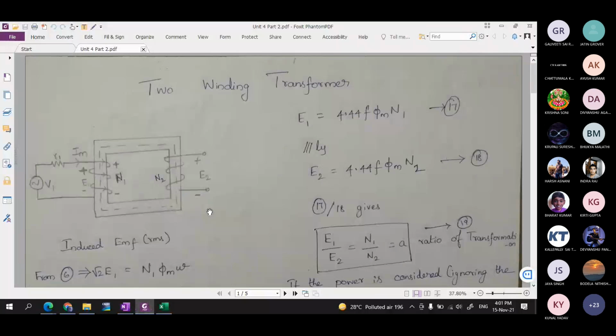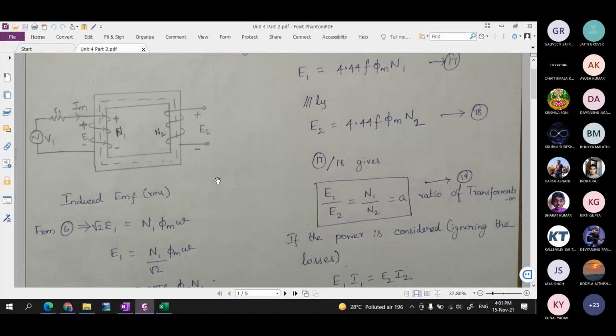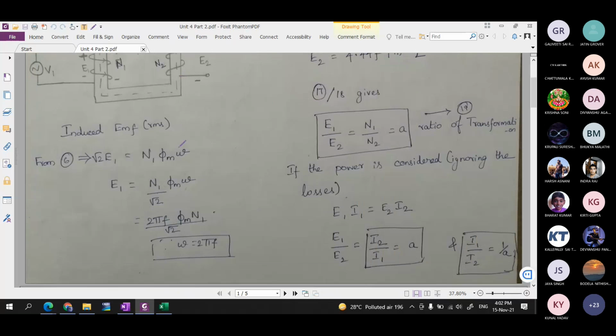So same kind of things. I told that power is the same. So these are the expressions. I'm not going to explain the expressions, that is not needed here.